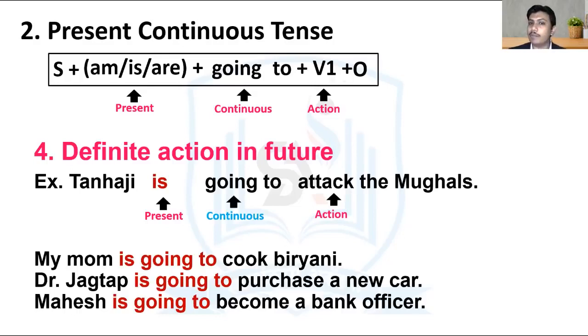Mahesh is going to become a bank officer. Now there is someone whose name is Mahesh. He is so determined that he is going to become a bank officer. That is why he can say this particular statement. So this is the most useful tense that you need to understand, that is nothing but definite action in the future. Now, what I'm telling you, you are going to understand English grammar properly in your life. I know that this is definitely going to happen in the upcoming days.